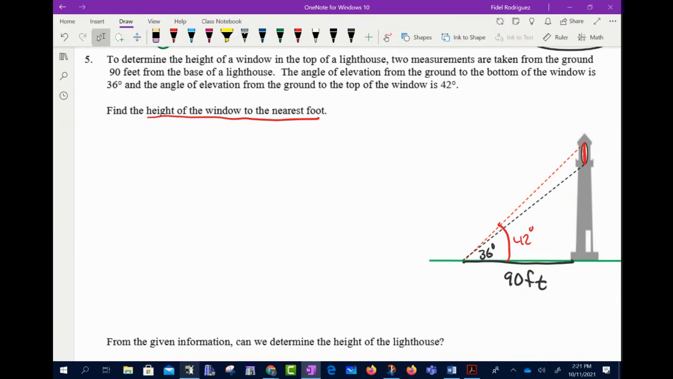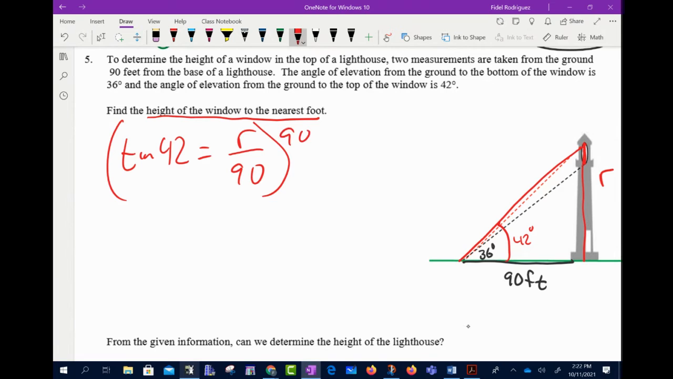Let's see. How do you think we find the height of the window? You find the length of the opposite side of the black and the red triangles. Okay, so let's do that. So which is going to be the bigger one? The red, right? The red triangle. So something like this, right? And so what did we say? The tangent of 42 is equal to, let's call this R for red, R over 90. So again, we'd multiply both sides by 90. We're going to get 90 times the tangent of 42 is equal to R.